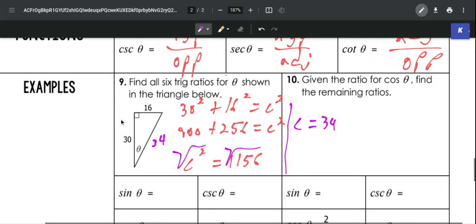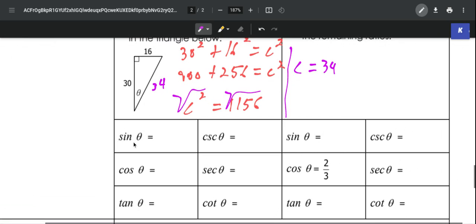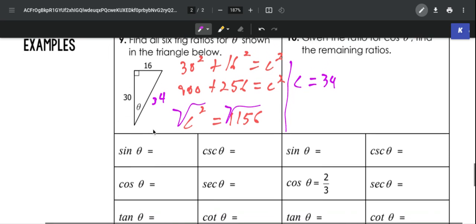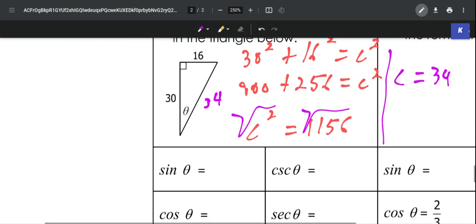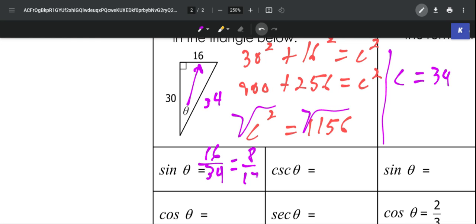Now all we've got to do is use SOHCAHTOA, and we can figure out sine, cosine, tangent, and then we can just flip those and get cosecant, secant, and cotangent. So let's do that now. Sine is going to be opposite over hypotenuse. So if we go to theta and we go opposite of that, that's going to be 16. And then our hypotenuse is 34. And then we just have to reduce that fraction, which reduces down to 8 over 17.